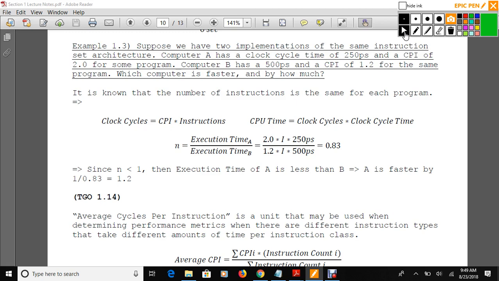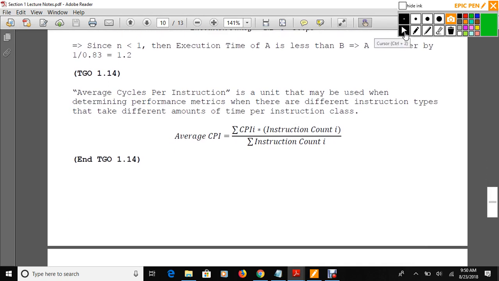Hey, any other questions before we move on to average CPI? All right, so up to this point, what we have covered is what happens if it's just some program, right? We haven't really delved into different types of instructions. We haven't talked about what happens when I have a bunch of addition instructions, or multiplications, or load words, or store words. One of the reasons I emphasize load word and store word in the topical guide objectives, and having short register accesses versus non-volatile memory access, is because different instructions take different amounts of time.